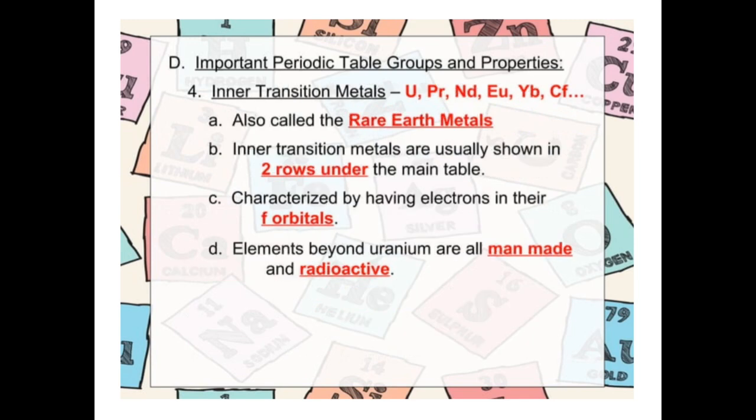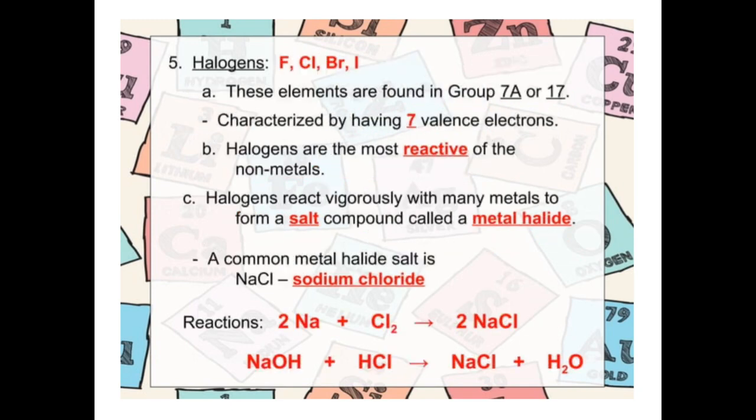Now, inside the periodic table as well, you also have the inner transition metals. They are also called rare earth metals, where you have uranium, europium, californium, etc. The inner transition metals are f-block elements because they have f orbitals, and most of them are usually man-made, especially elements beyond uranium, which are all man-made and radioactive.